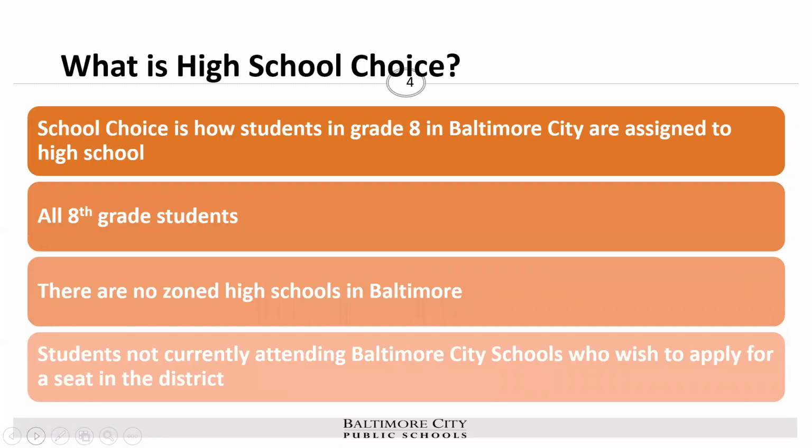For our high school choice process, this is the process by which we assign our eighth graders to high school. It is important that all of our eighth graders participate in the high school choice process, as there are no zone high schools in Baltimore. This is also the process by which students can apply for entrance criteria high schools.